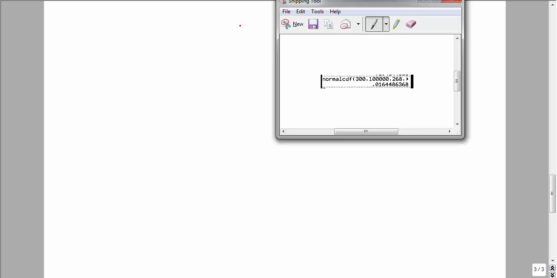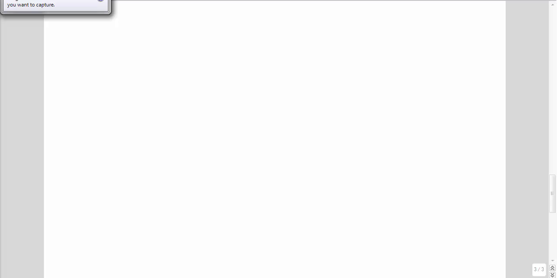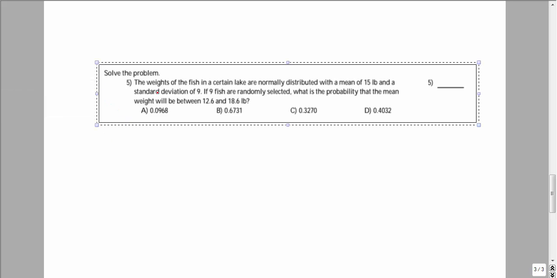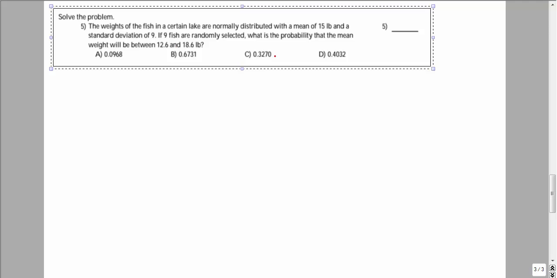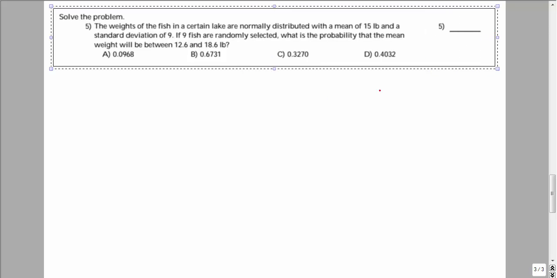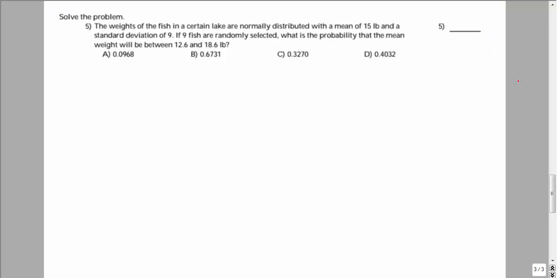Okay, let's go ahead and look at number 5. Same thing. We're going to be finding probabilities. Remember, all probabilities are between 0 and 1. So if you get an answer that's not between 0 and 1, you probably have a mistake. Okay, so for this one it says the weights of certain fish in a lake are normally distributed, with a mean of 15 pounds and a standard deviation of 9 pounds.